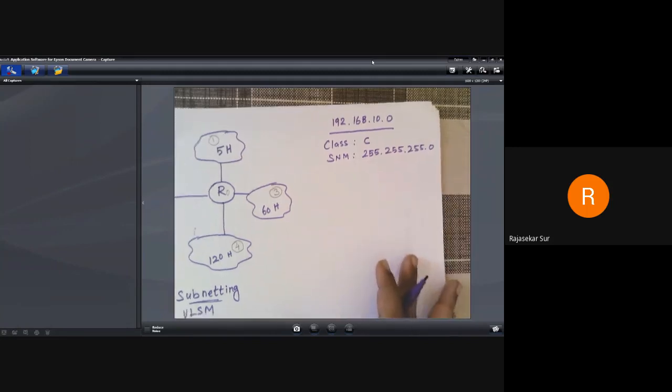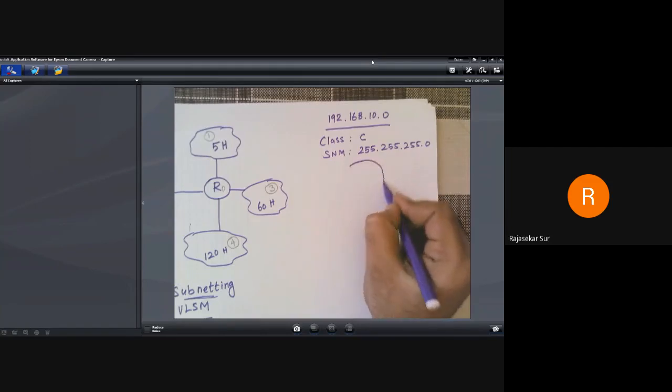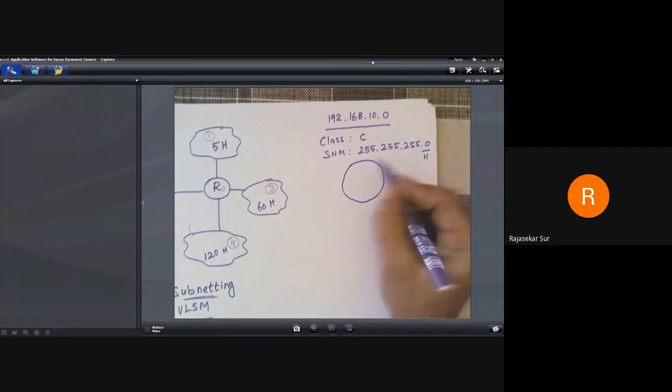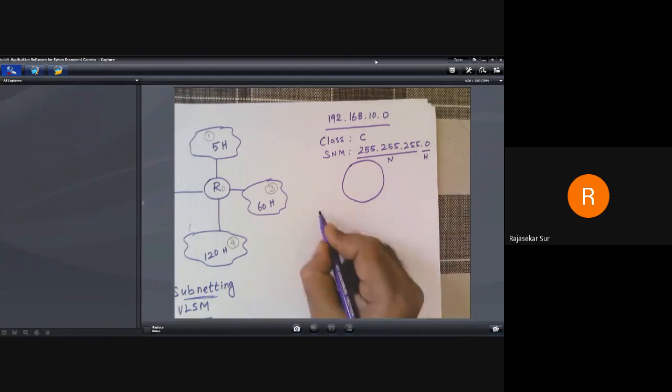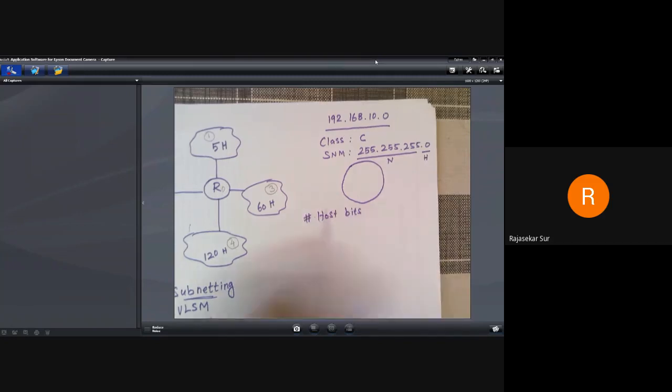Now, this is a class C network. In a class C network, you can connect 254 computers. How? You can see this is the host part, this is the host bits, and this completely is going to be the network part. So in the host part, you have 8 bits. So, number of host bits.